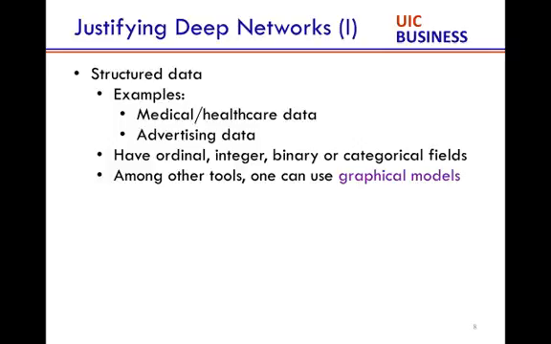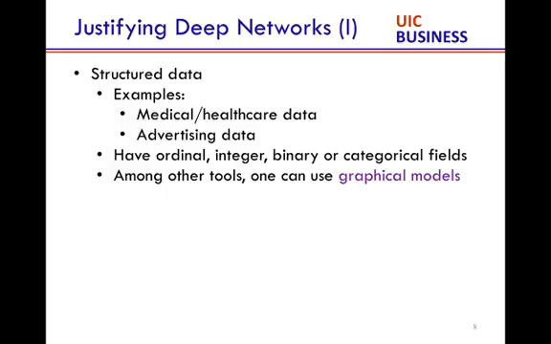So in terms of data, I think I alluded to it even in the last lecture, you can roughly partition it into two sets. One is the structured data, and the other part is unstructured data. Structured data you typically find are essentially tables. Anything you can open up in Excel potentially is structured data. And there are examples here, but you typically have what are known as ordinal, integer, binary, or categorical fields.